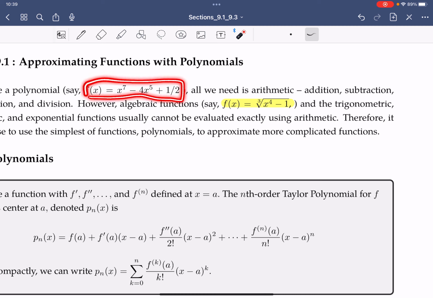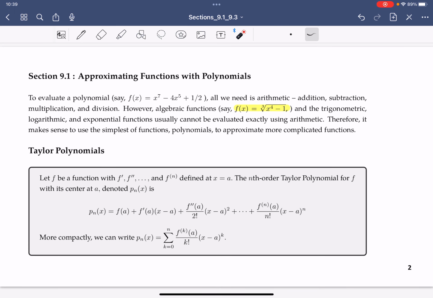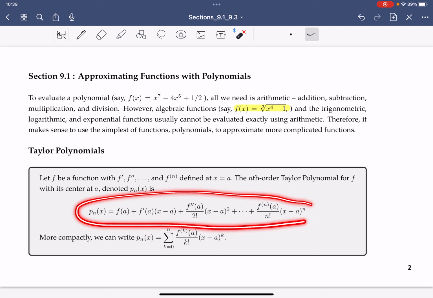The polynomial is going to be the function that you can compute easily. The person who proposed the idea is Taylor, as I told you last time. He proposed, why don't we use the Taylor polynomial to do it. So this is the formula for the Taylor polynomial.